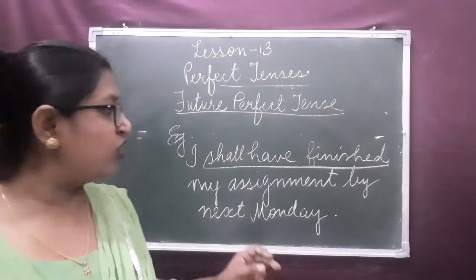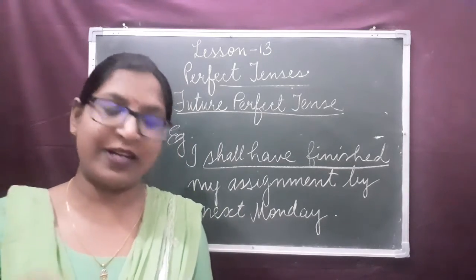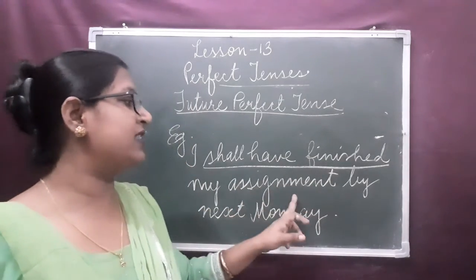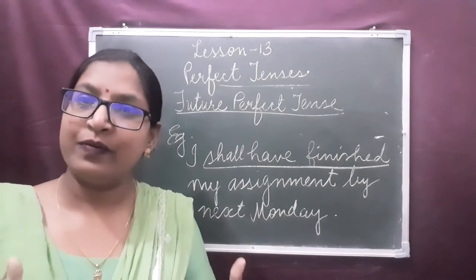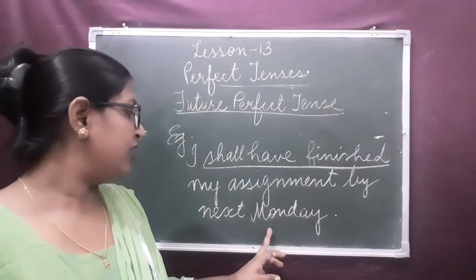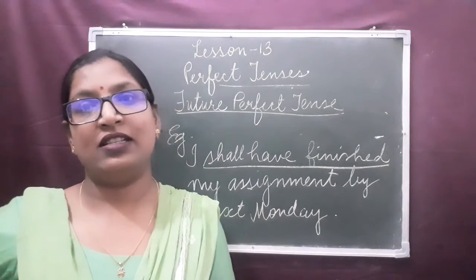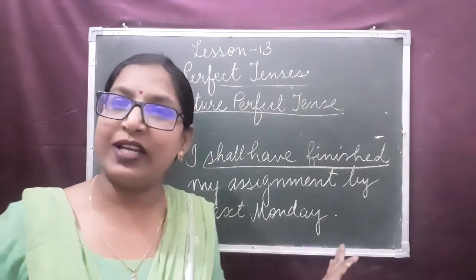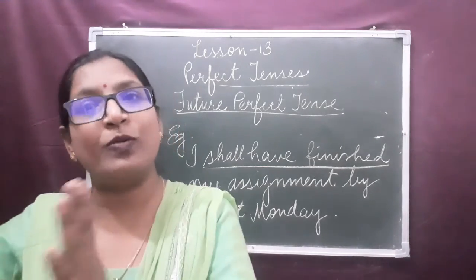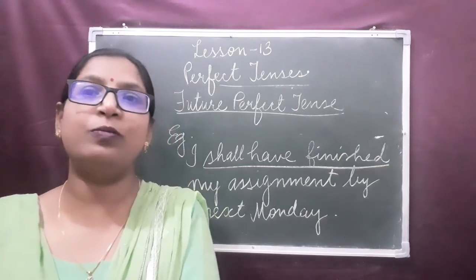Clear? And the speaker of this sentence anticipates the completion of this action definitely sometime between the present time and the next Monday. Clear? I shall have finished my assignment. The speaker is speaking in the present and the action of completion will be done before the next Monday, that is the future time. Between the present and the next Monday, that action will be completed. It expresses the definite period of time in the future. Clear? Any action which is going to be completed in the definite period of time in the future is called the future perfect tense.